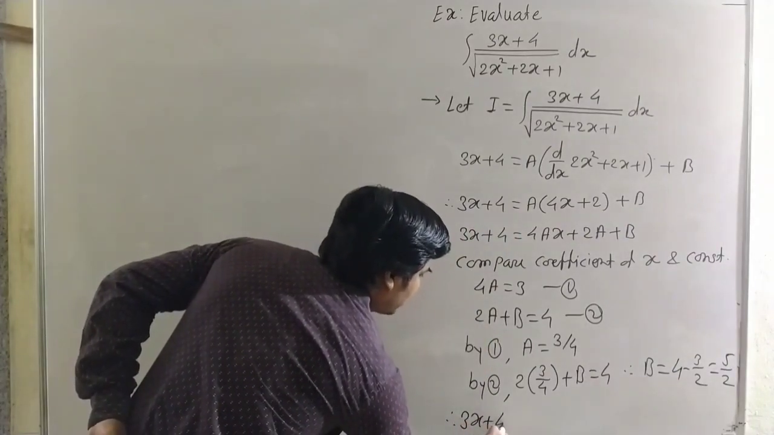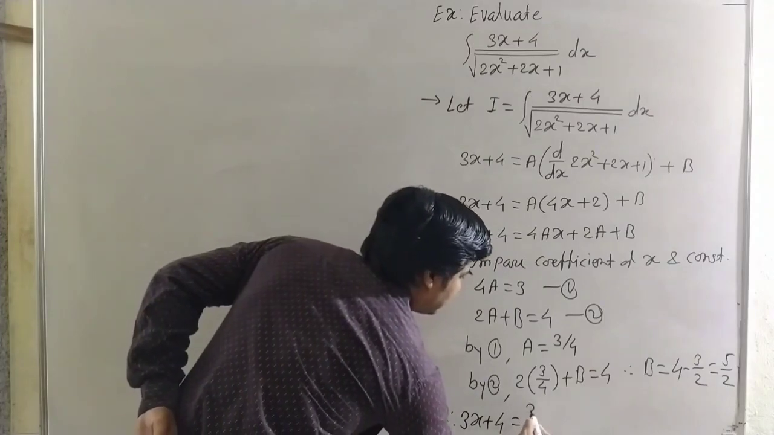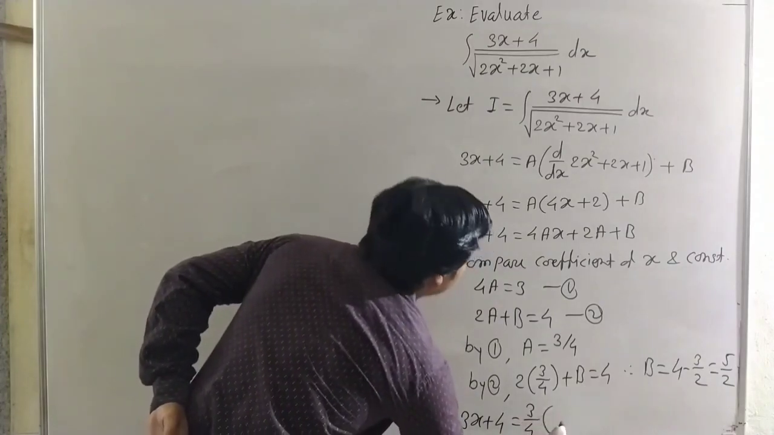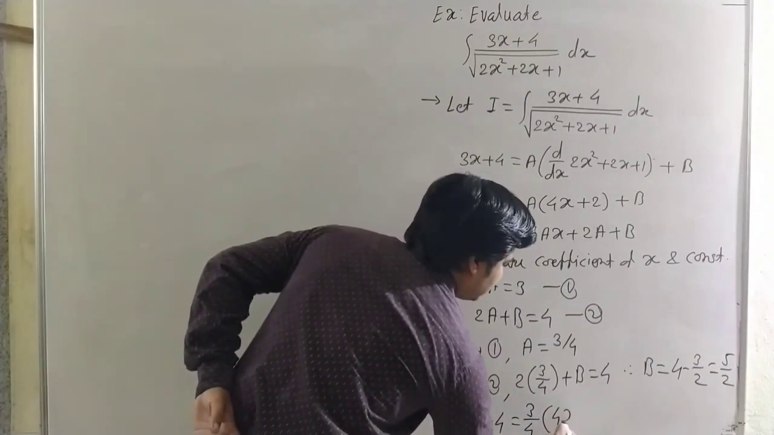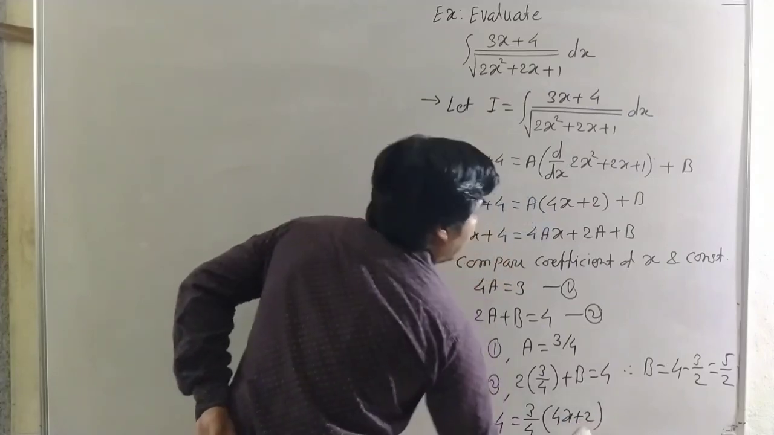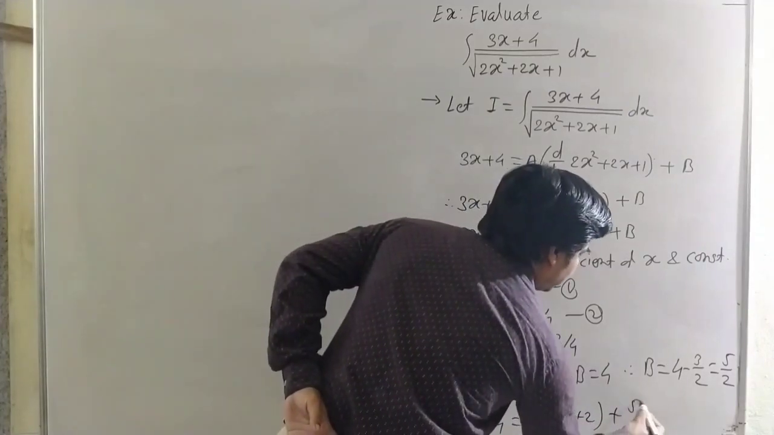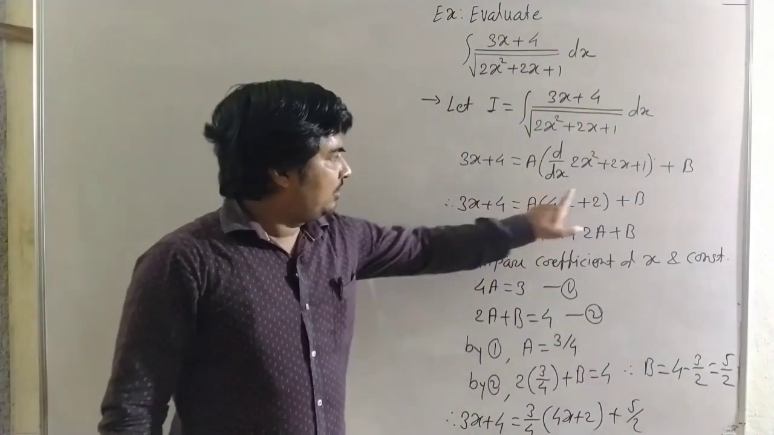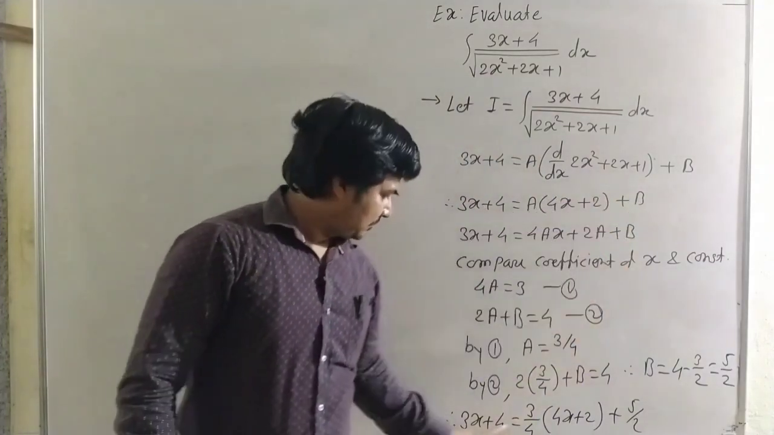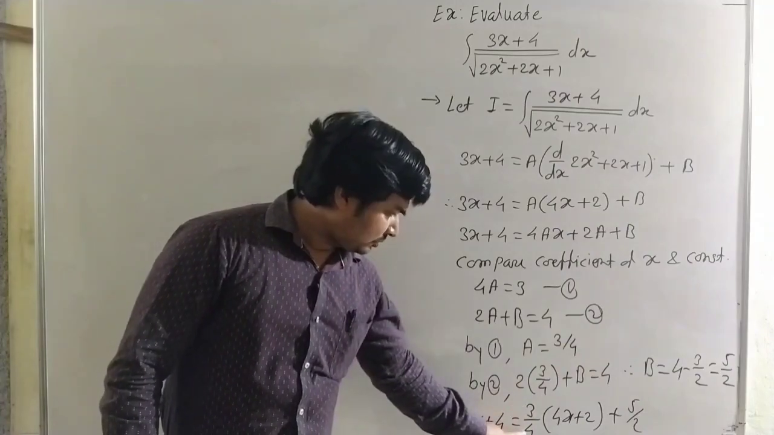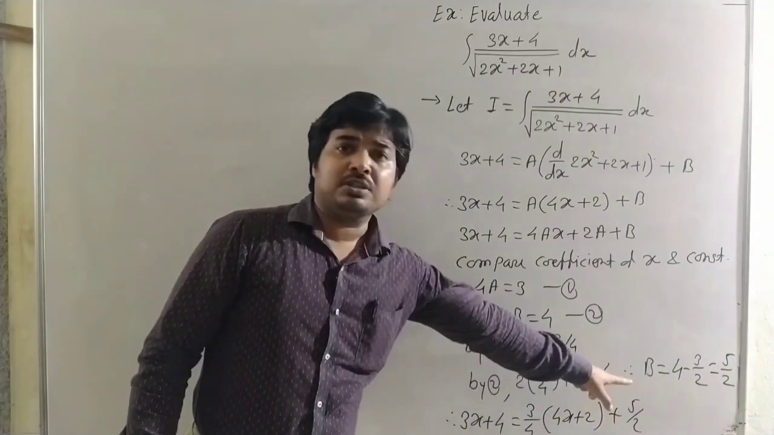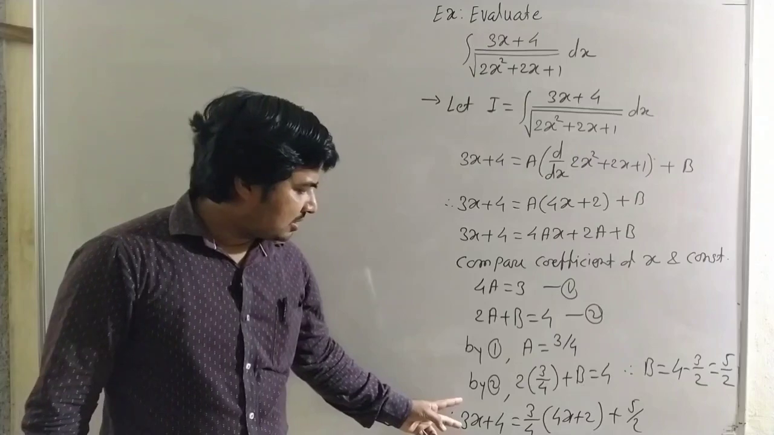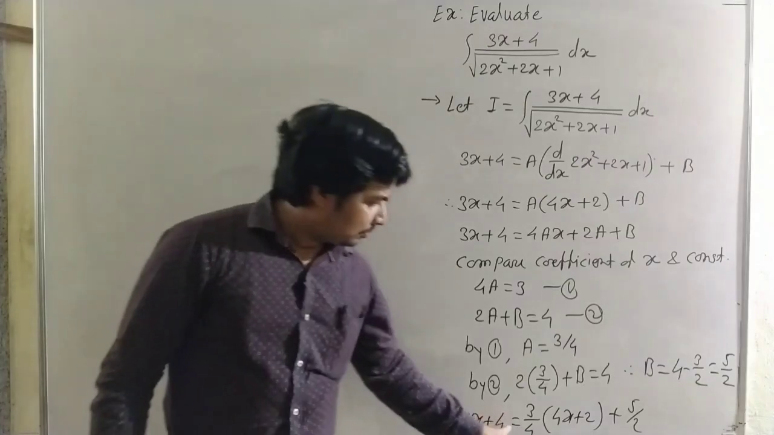3x plus 4 is equal to 3 by 4 into the derivative of the quadratic function, that is 4x plus 2, and plus b, it is 5 by 2. Linear function is equal to a into derivative of quadratic function plus b. Now we replace this linear function by this term.